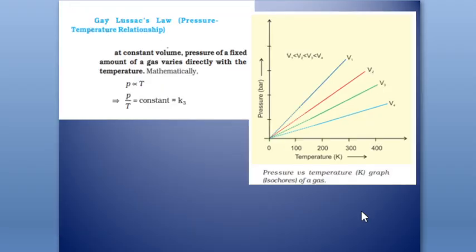Gay-Lussac's law: at constant volume, the pressure of a fixed amount of gas varies directly with the temperature. So P is proportional to T, P by T is equal to constant K3, so P is equal to K3 into T.